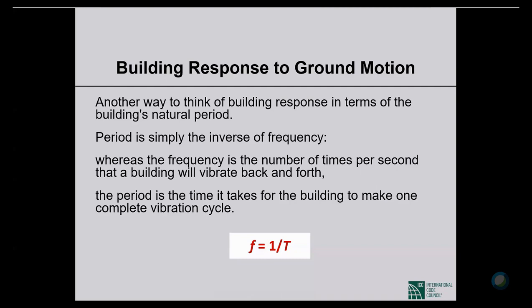Period is simply the inverse of frequency, whereas the frequency is the number of times per second that a building will vibrate back and forth. The period is the time it takes for the building to make one complete vibration cycle, as I said. Okay, so from rest to one position to the right, to one position to the left, back to rest. The time it takes is the period.